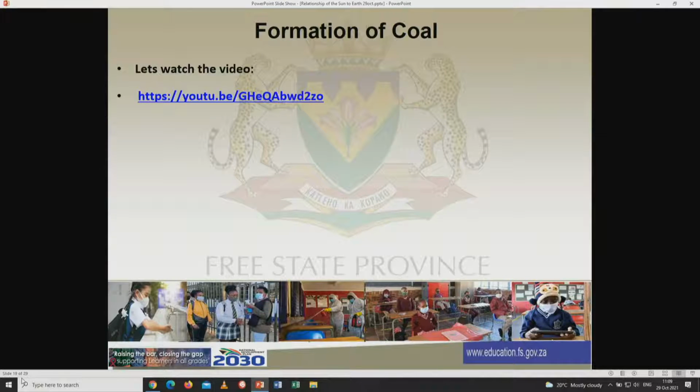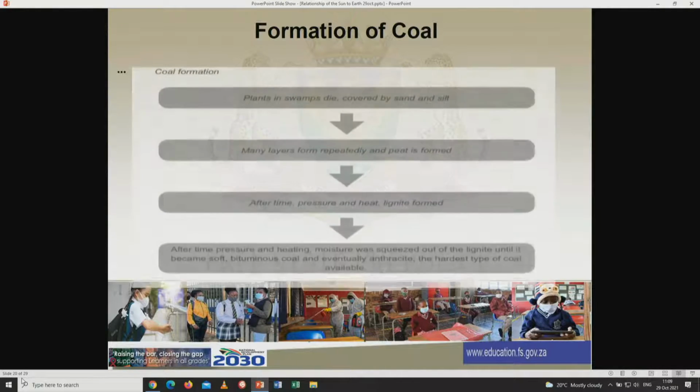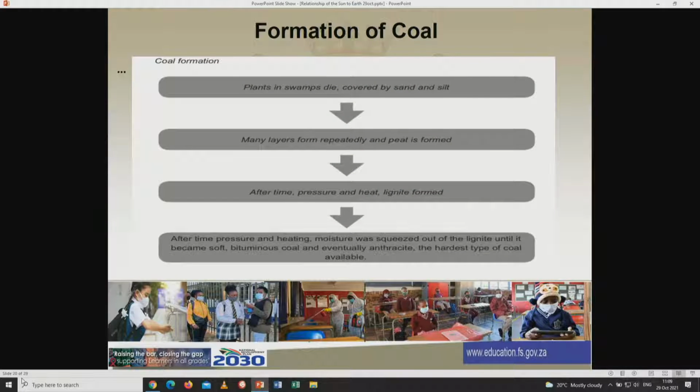Okay, grade 7s. Now let's summarize the formation of coal. Firstly, plants in swamps die, covered by sand and silt. Many layers form repeatedly and peat is formed. After time, pressure and heat, lignite is formed.